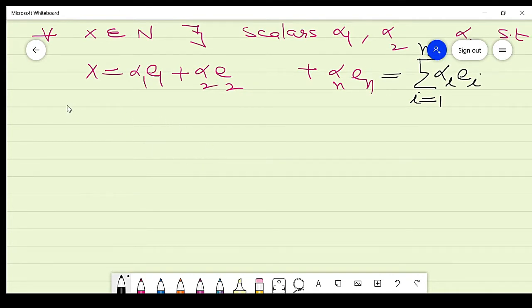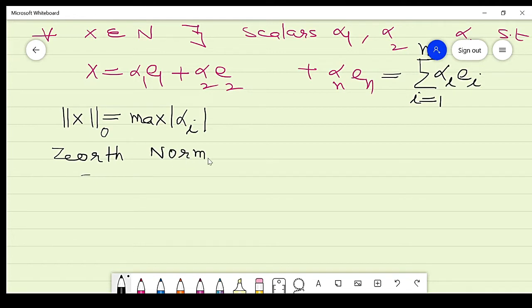The zeroth norm of the vector x is denoted by norm x with a 0 at the lower part. This is the maximum value of the absolute value of alpha i, and this is called the zeroth norm. So this is the definition of the zeroth norm. Remember this definition, it is very important, because we will use it in many examples and results that we will do now.